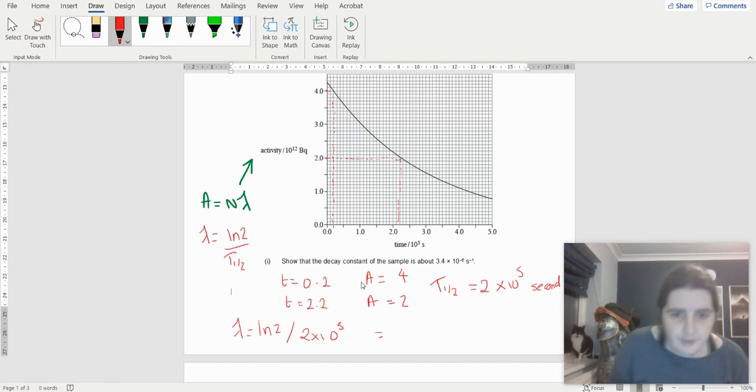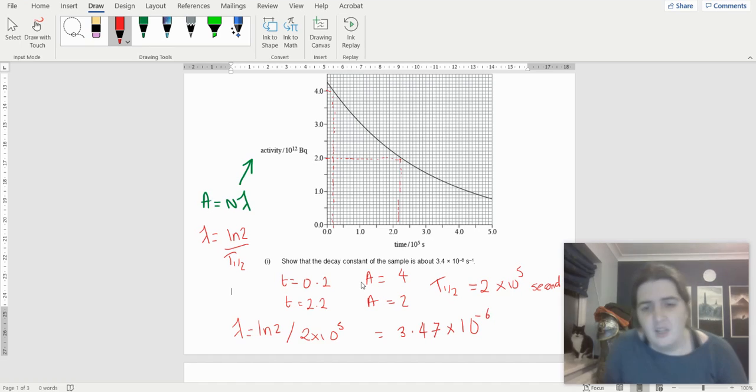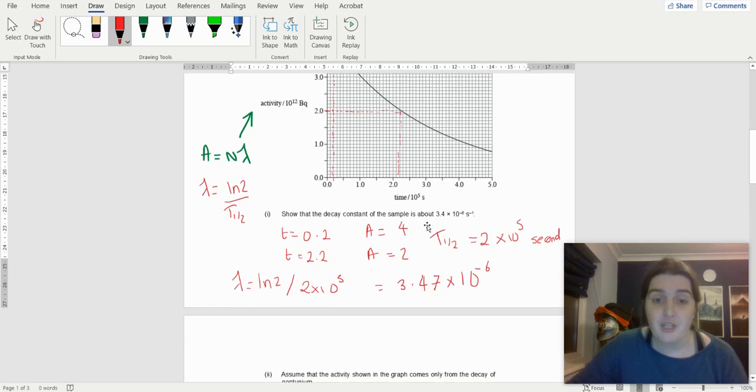I end up with 3.47 times 10 to the minus 6, which is a little too big, but you could argue that the sample is 3.4 times 10 to the minus 6. So what I'm going to do on this one is actually do it again, because it's not as close as I would like it to be.